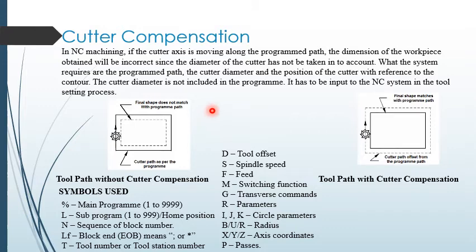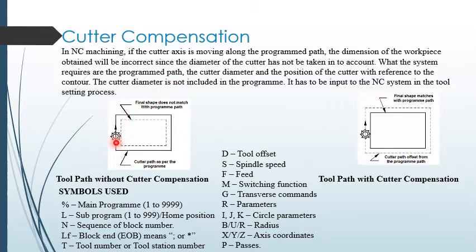Next term is cutter compensation. This is very much important because in numerical control machining, if the cutter axis moves along the program path, the dimension of the workpiece obtained will be incorrect since the diameter of the cutter has not been taken into account. So what this system requires are the program path, the cutter diameter, and the position of the cutter with reference to the workpiece. The cutter diameter is not included in the program. It has to be input in the system in the tool setting process.